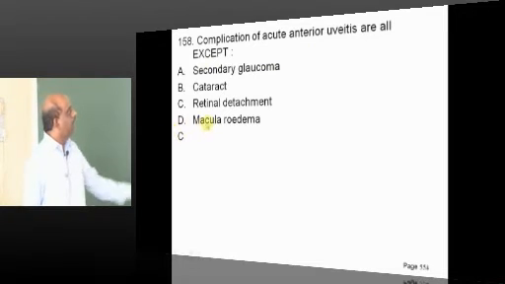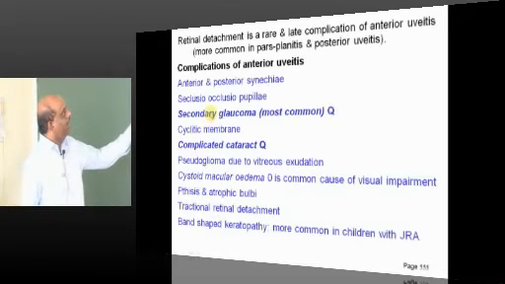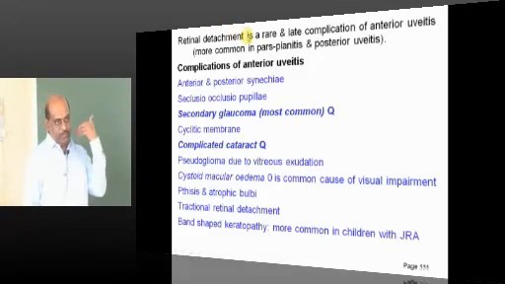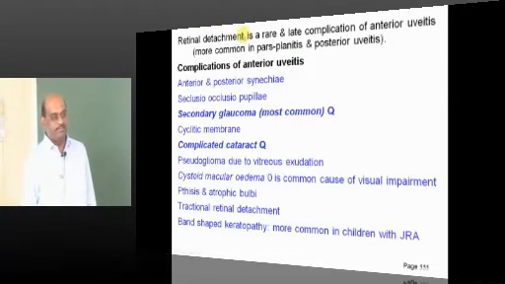So basically, in uveitis you may find secondary glaucoma, complicated cataract, etc. It's more common with posterior uveitis, that is the retinal detachment. Retina is more common the closer to the posterior uvea. Now, what is uveal tract? Iris, ciliary body, choroid.